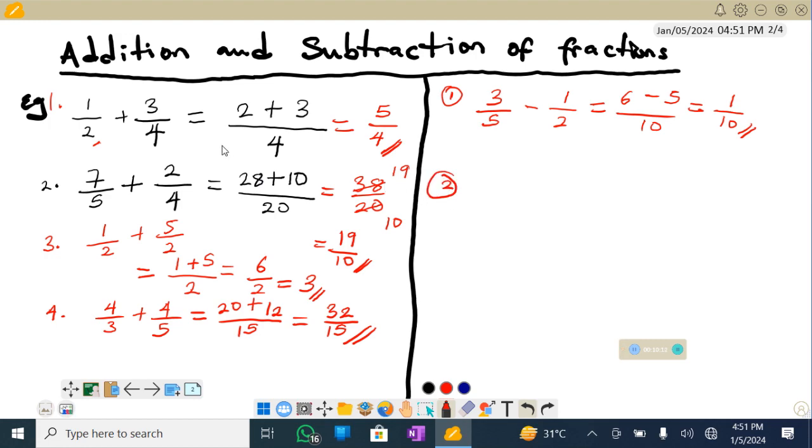So let's just do one more example. You can see that it is the same thing as the addition part. The only difference there is that here is addition, while here is what? Subtraction.